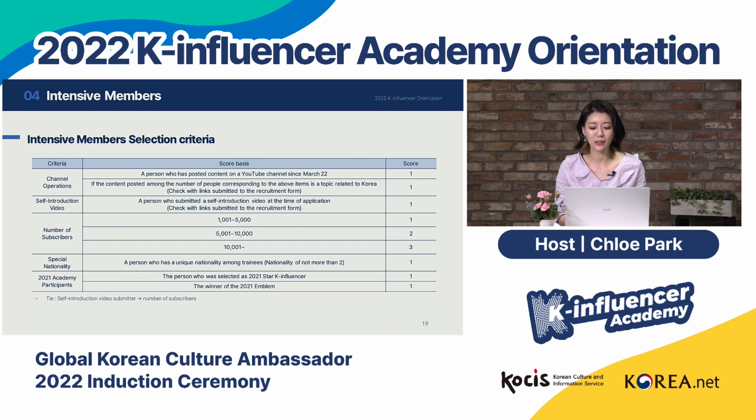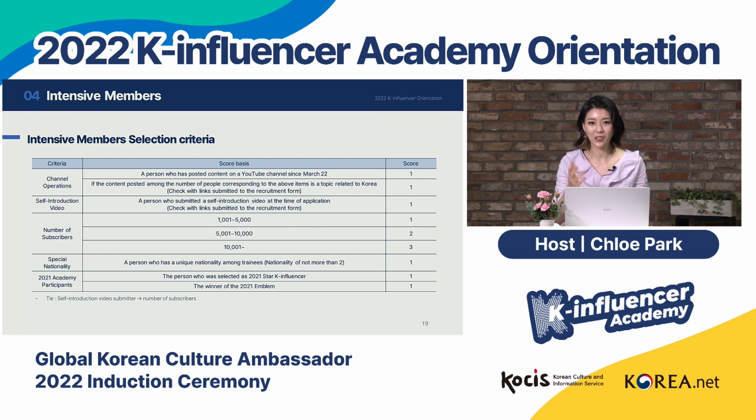member. And the special nationality. Oh, you might complain that you are not a person with a special background. But anyway, what special nationality means is if you're a person who has a unique nationality among trainees, and that means if there are not more than 2 members from the same country in our program, then you will get a special point for this. This is 1 point.